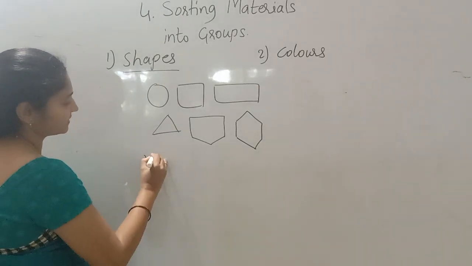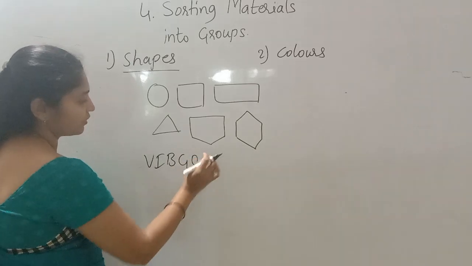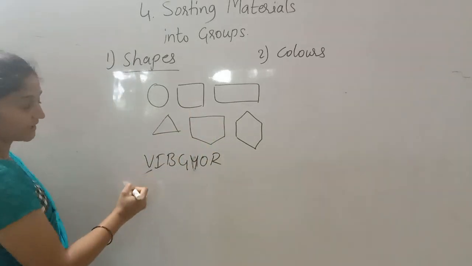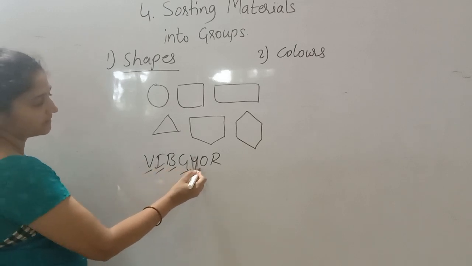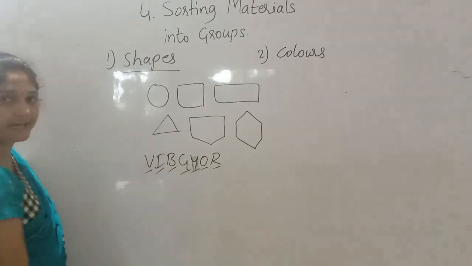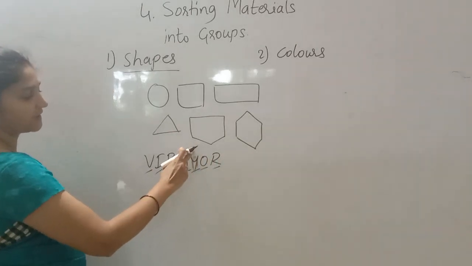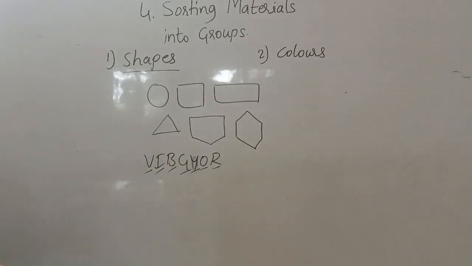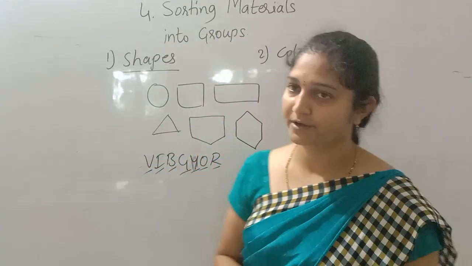What are we going to write here? Vibgyor. What is it? Violet, indigo, blue, green, yellow, orange, red. Or if we write it the other way: red, orange, yellow, green, blue, indigo and violet. So these are the rainbow colors. We say Vibgyor.